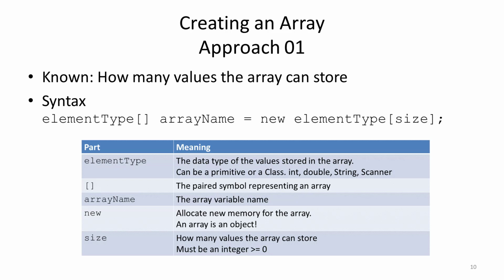And then on the right side of the equals, you have the new. The new keyword is familiar. It allocates new memory for the array. And yes, an array is an object. Then you have the element type again, but this time in the square brackets, you put the size. The size is how many values the array can store, and the size must be an integer greater than or equal to 0.